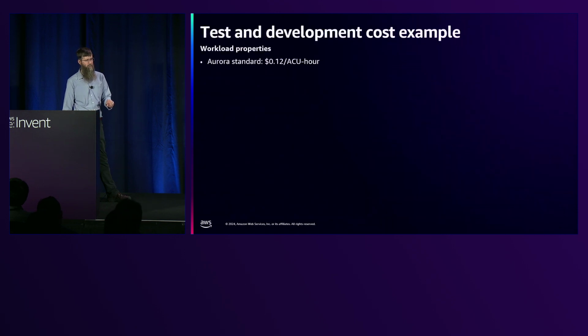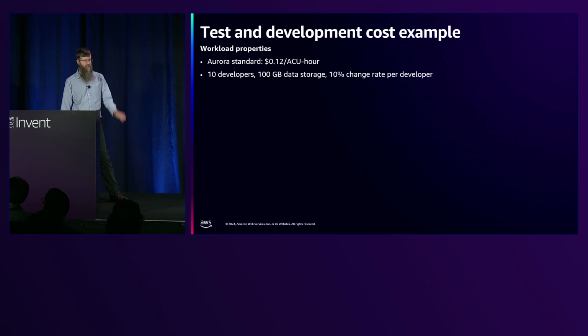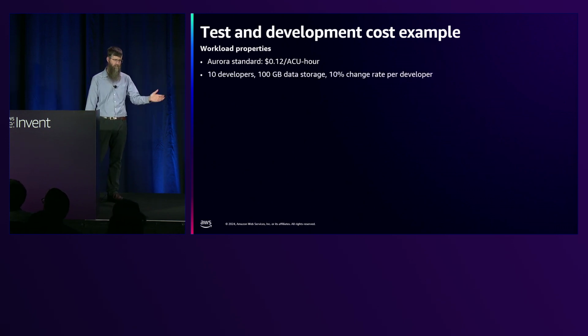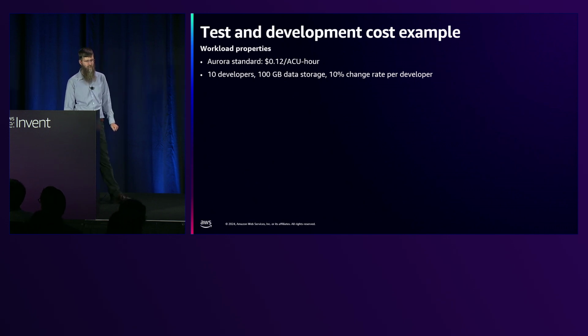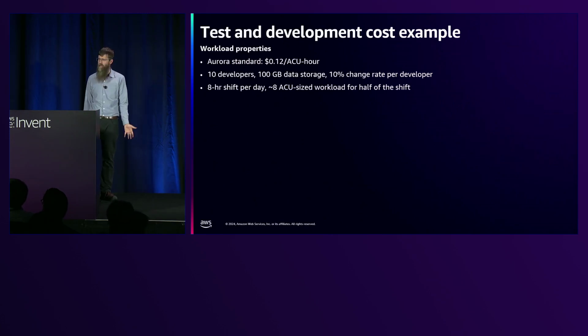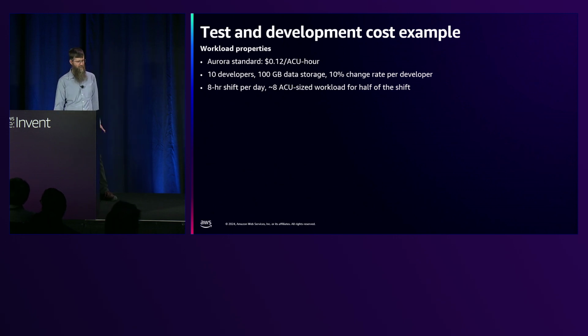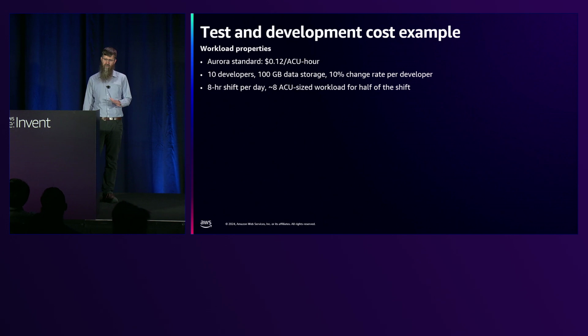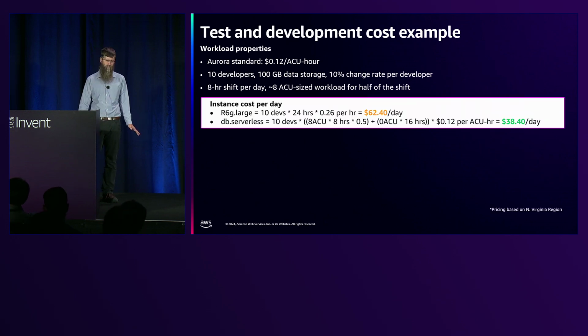So we'll follow this cost example. Aurora Standard, which we talked about before, is the one that's not IO optimized. In testing, we're not doing too much IO, so we're not really worried about the IO optimized part. We use Standard in this example. They have a team of 10 developers. They're doing 100 gigs of storage, 10% change rate, just like we talked about before. And by looking at their historical load patterns, they know that the instance they're using is idle for roughly half the time during a one-day shift that these developers are doing. So we'll use all of that in our maths, and we'll use about an 8 ACU size workload. Seems about right for what they're doing.